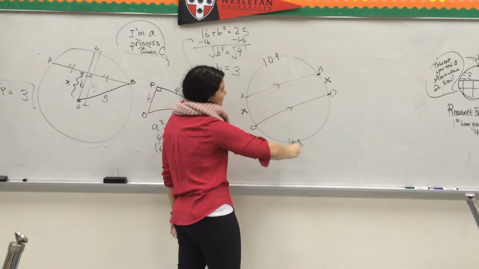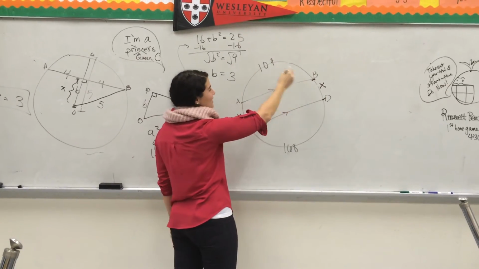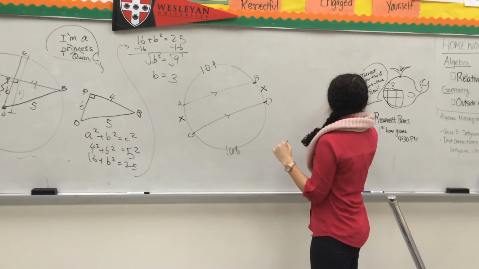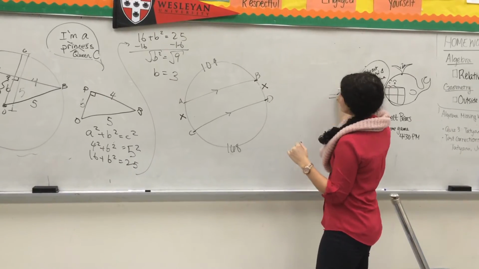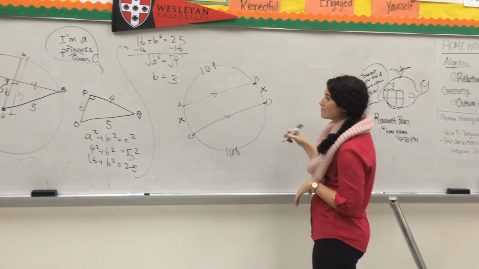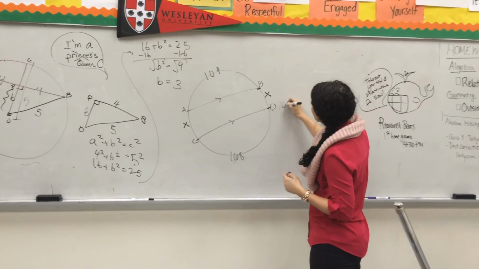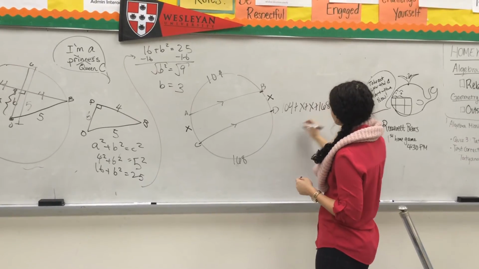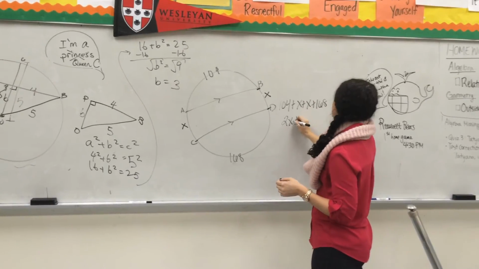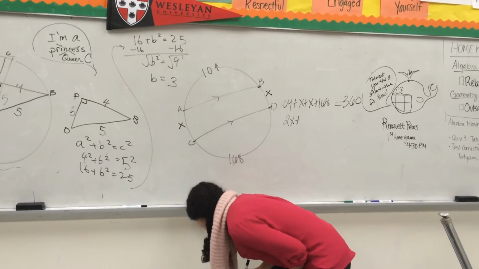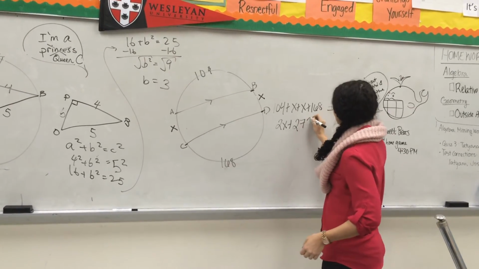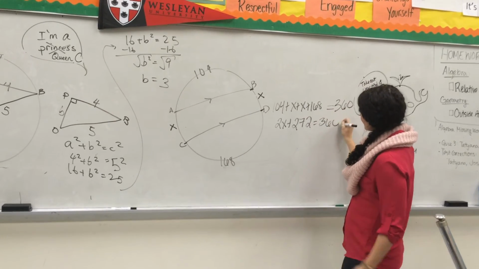This whole circle, we did this before today, is 360 degrees. Now, if I want to know what my value of x is, just add them all up. 104 plus x plus 168, plus x. We got 2x plus, what's 104 plus 168? I did the math here. 272. So 2x plus 272 is equal to 360.